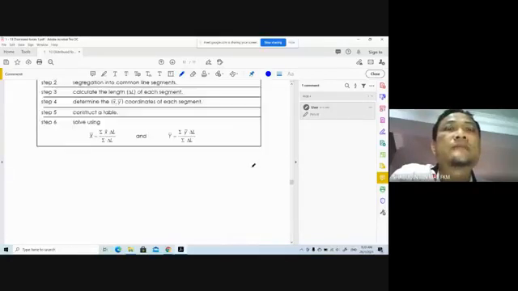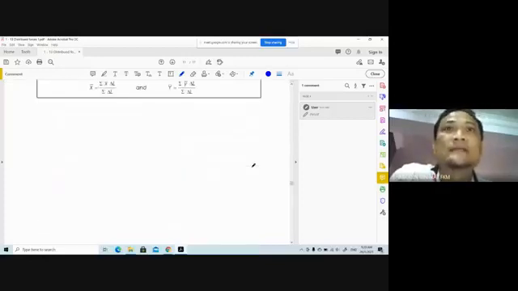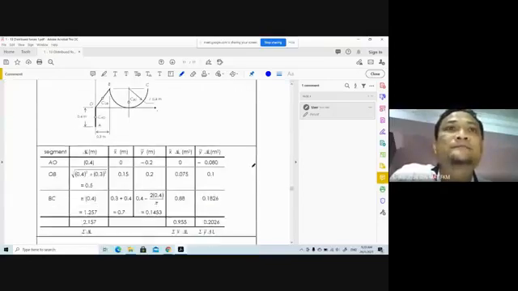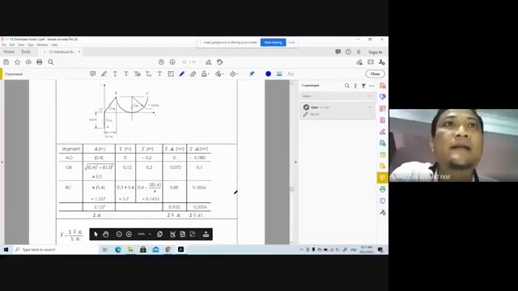If it is a line, also simple: determine the location of the center of the composite line. A line is a line. It's not area, it's a line. Okay, something like this. We go through this, about 5 minutes to go. An object like this, a line like this. So A, O, O, B, B, C.